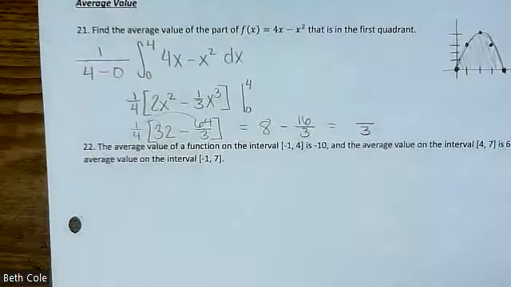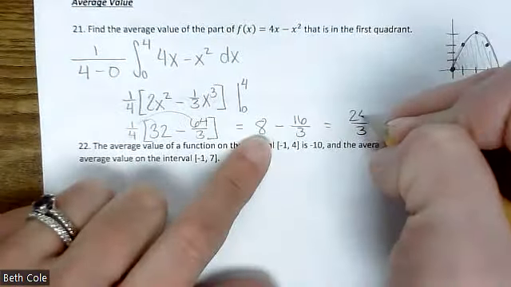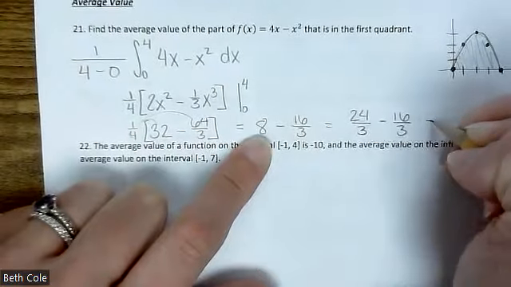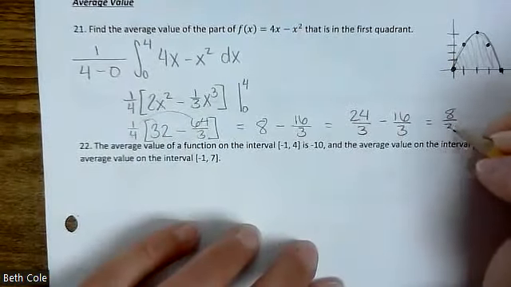All right, how many thirds is 8? 24 thirds minus 16 thirds is 8 thirds.